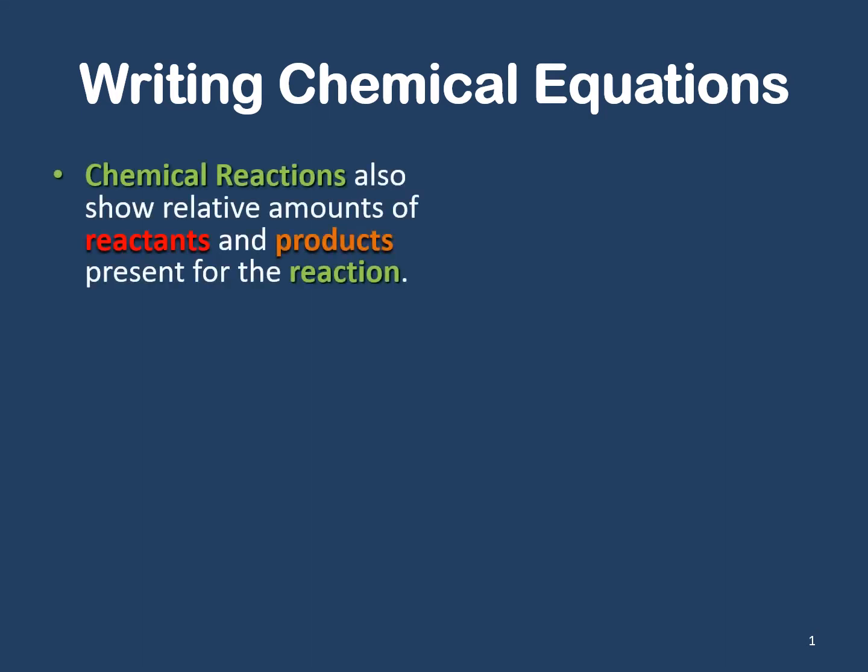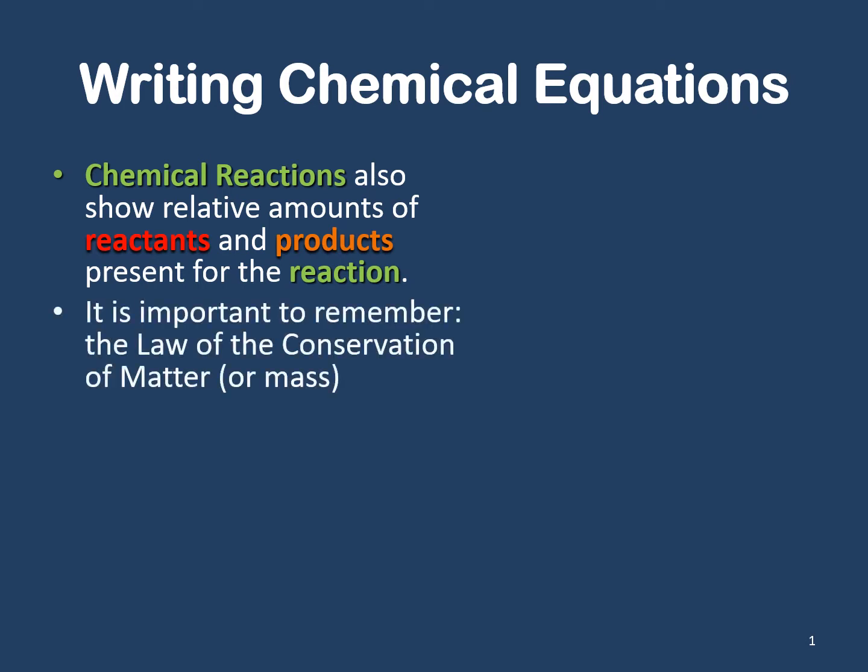So chemical equations show relative amounts of the reactants and the products that are going to be formed in the case of products or used up in the case of the reactants. This is what makes the chemical equation better than simply writing a sentence that this reacts with this to form this. With a chemical equation, you can see numerically relative amounts of reactants and products being used up in the case of reactants and formed in the case of products.